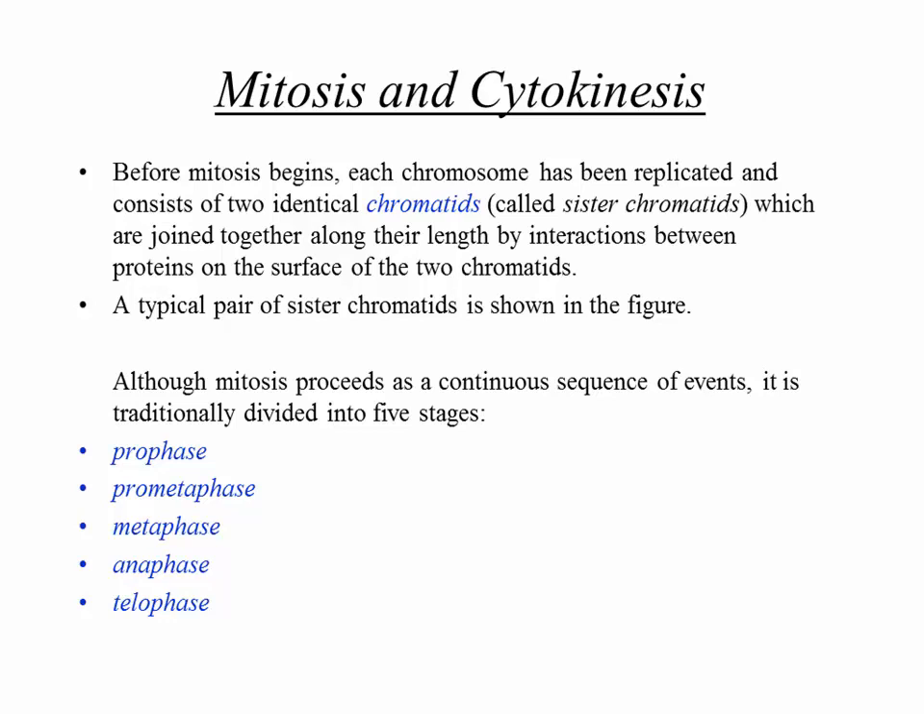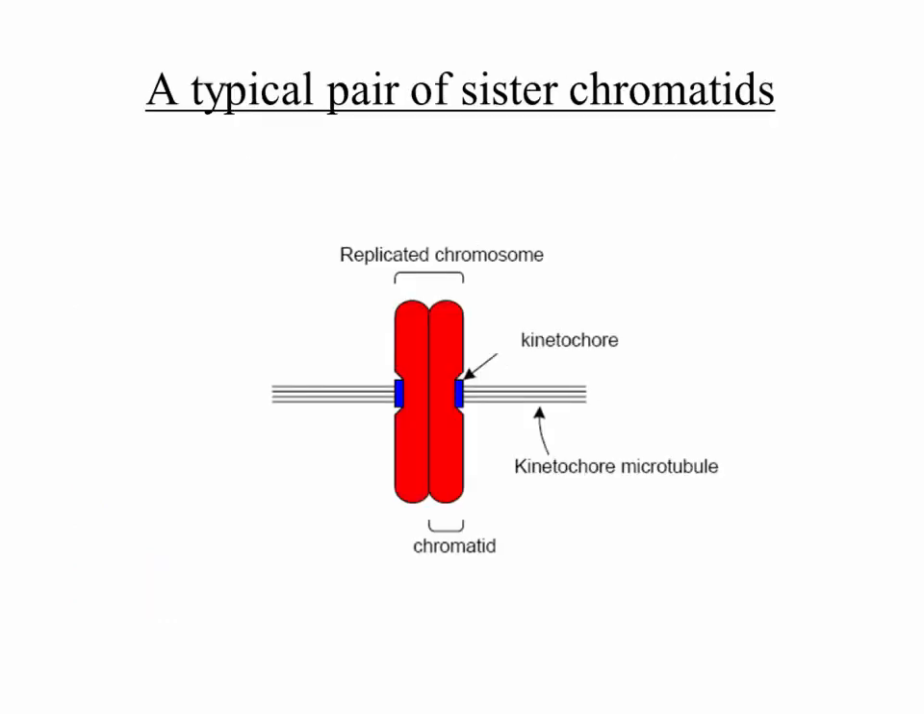A typical pair of sister chromatids is shown in the figure. So you see these are two replicated chromosomes that are attached along the length. This is one chromatid, this is the other chromatid, and the two together are called sister chromatids.